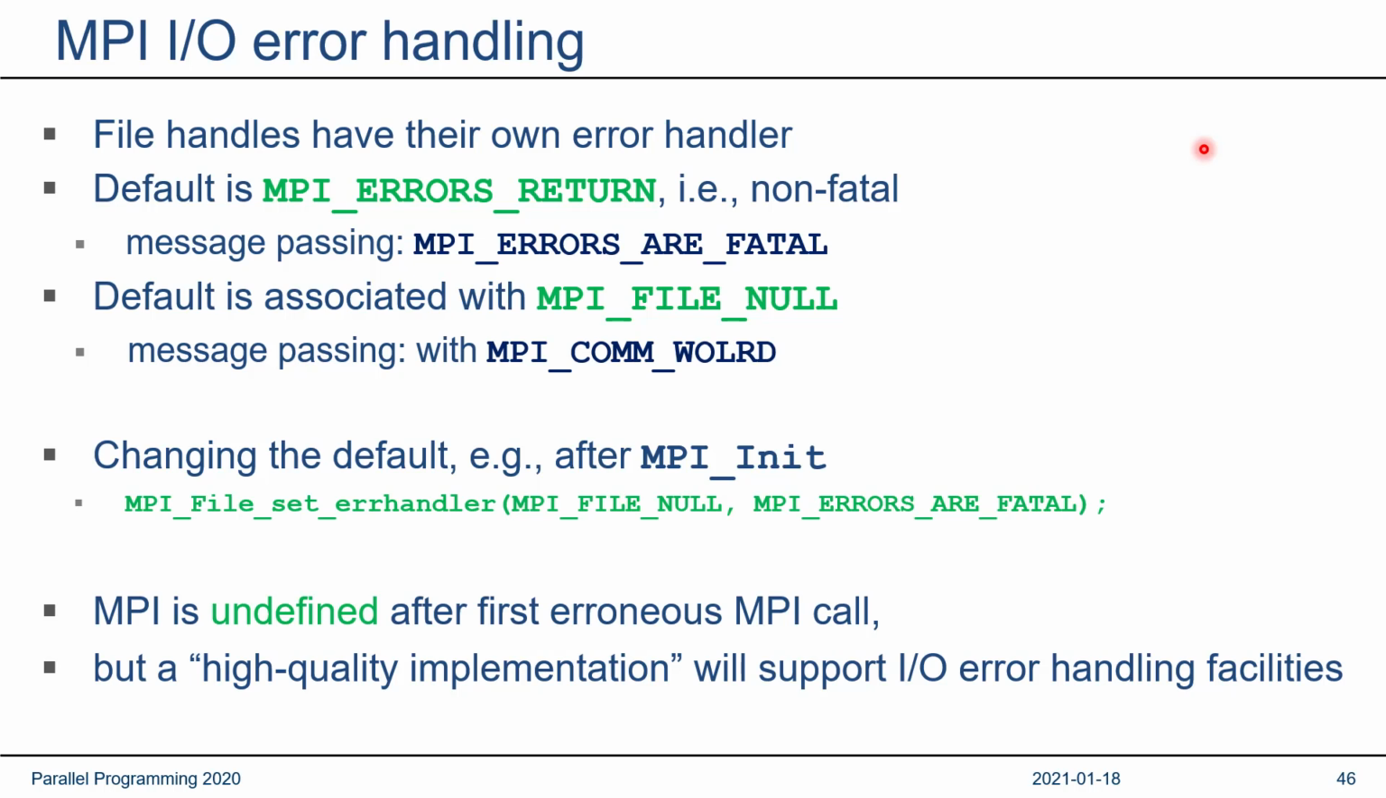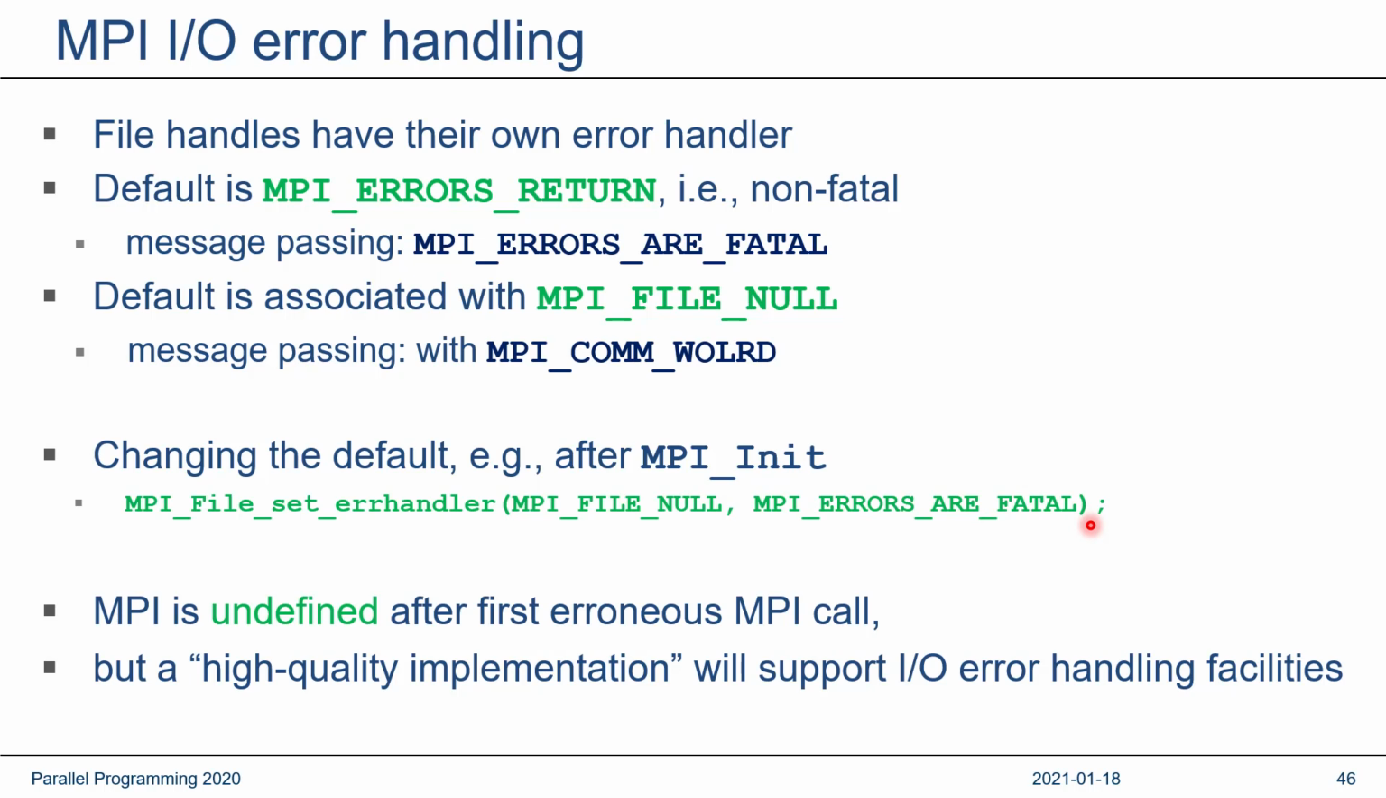The default file that is taken if you don't specify anything is associated with the special handle MPI file null. In message passing, it would be something like MPI com world. Now, you can change the default for these two parameters after MPI init was called by MPI file set error handler. Here, for example, we specify that the MPI I/O errors should be fatal as opposed to the default, which is MPI errors return. So this is how you say that if anything bad happens with the MPI-IO, then the program should be terminated.